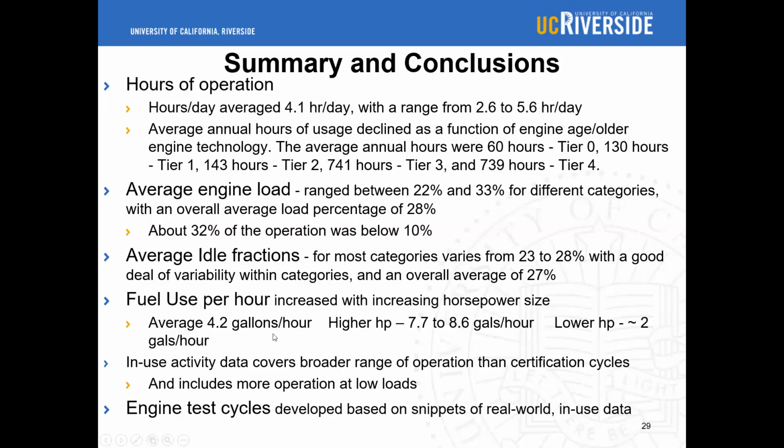Fuel use, I think the most important metric is the 4 gallons per hour average, with a range from about 8 gallons per hour for the heavier equipment down to about 2 gallons per hour for the smaller equipment. And if you look at the end-use data collection, as you might expect, it covers a broader range of operation than the certification cycle, and an important factor there is that it does include more low load operation. And finally, we do have cycles that could be used for real world emissions, engine dynamometer cycles that were developed for each of the main categories.